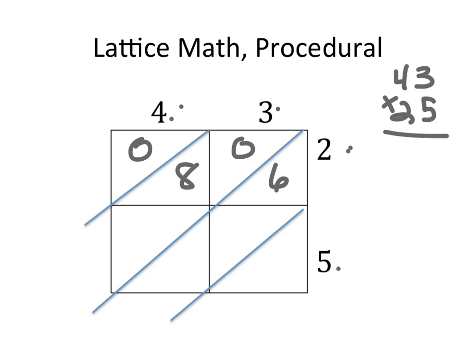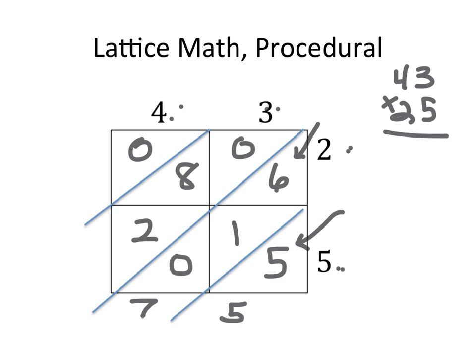4 times 5 is 20. And 3 times 5 is 15. So what we do now is we add diagonally, and the place value is just automatically done for us. So when we go down this direction, we have 5 ones. When we add down this diagonal, we have 7 tens. When we add down this diagonal, we have 10 hundreds, and here we have 0 thousands.